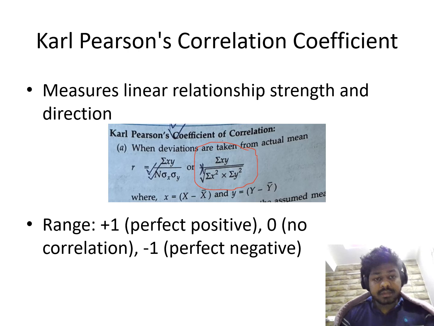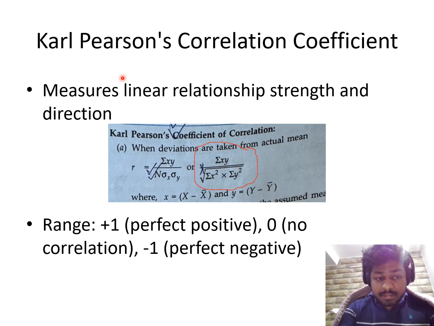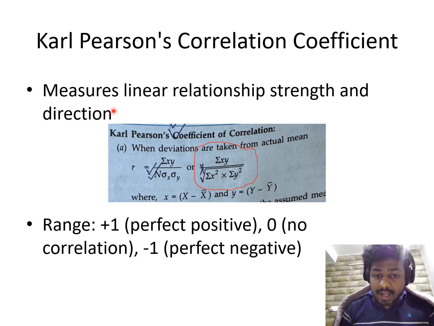Alright. Now we'll study something known as Karl Pearson correlation. Karl Pearson correlation is denoted by r, and it measures the strength and direction of a linear relationship between two variables. Let's say we have been given two variables x and y. It lies between the range of 1 to -1. If it is +1, then it is a perfect positive correlation. If it is -1, then it is a negative correlation. And if it is 0, then that means there is no correlation.